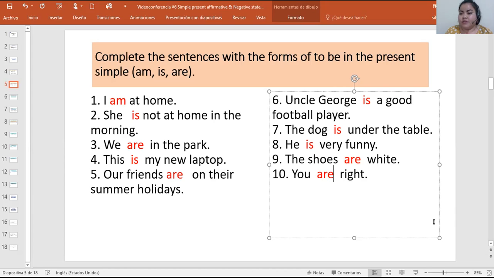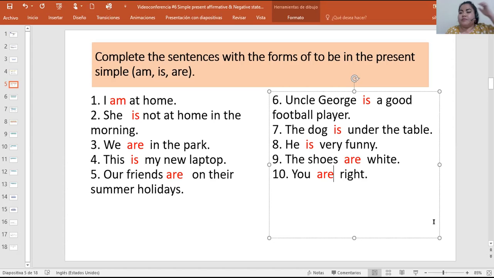Yes. Are. Remember, with plurals, we use are. With singulars, we use is. Right? And with I, we use am. Okay. Very good. Any other questions about this exercise? ¿Alguna otra pregunta? ¿No hay preguntas? ¿Queda aprendido el verbo to be?